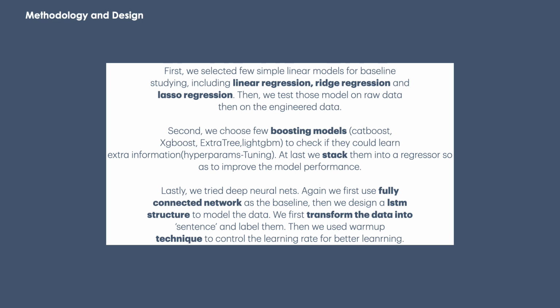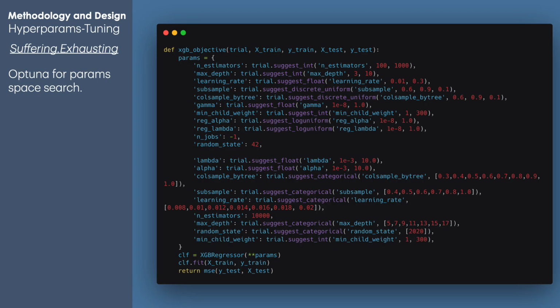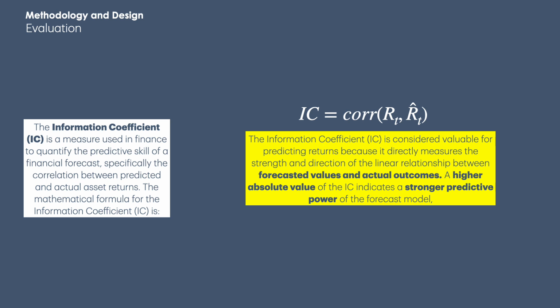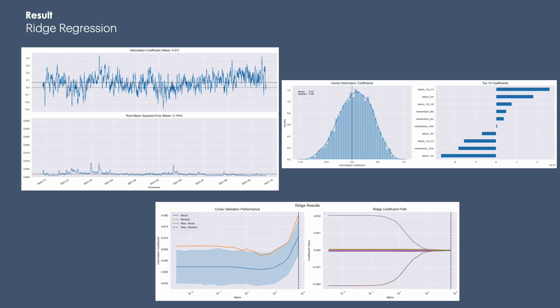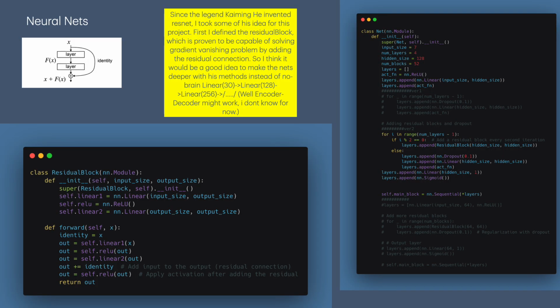Lastly, we try some deep neural networks. Mainly, it's about seeing if a complicated model can capture or reduce some noise from the information. We choose LSTM for this data, and then we use some kind of ResNet design to capture more information. And this is the evaluation metric, the information coefficient, and we have some results. And this is the ResNet design.